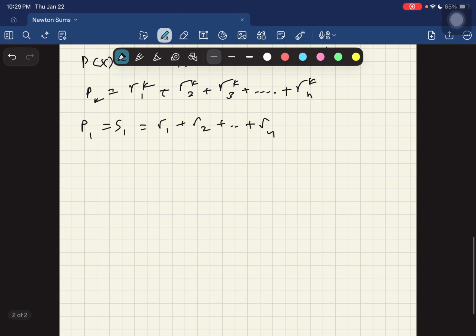This is really simple. But now for P2, we can notice that it's already starting to differ from the symmetric sums. So how do we obtain this in terms of the symmetric sums, right? If we were to consider S1 squared, S1 squared is equal to r1 plus r2 plus rn.